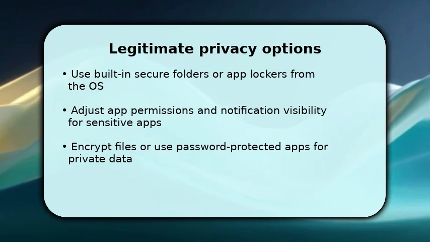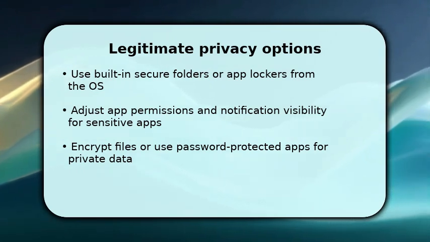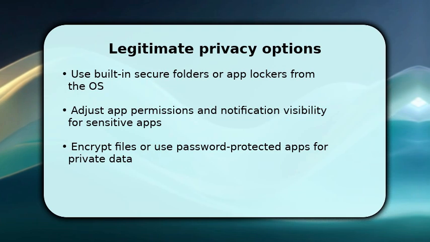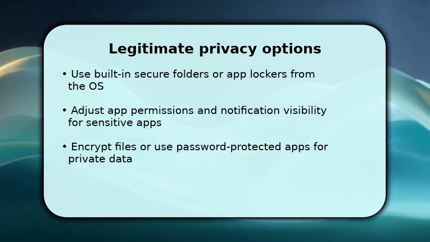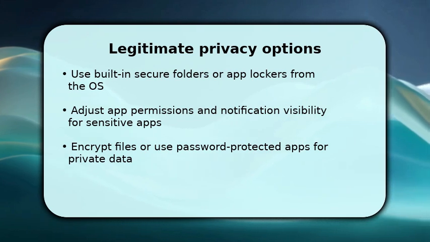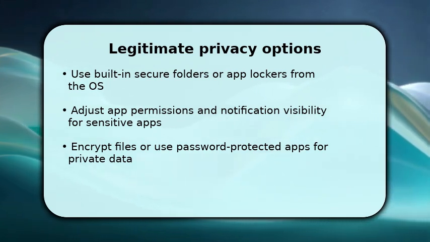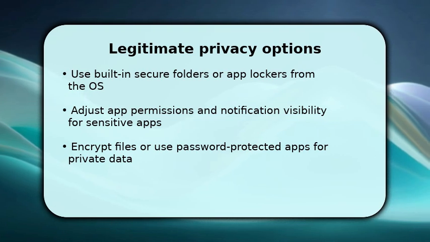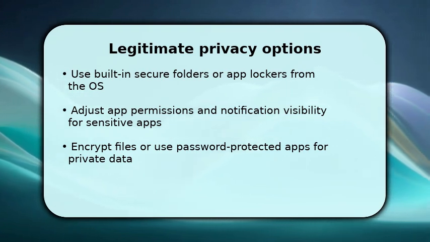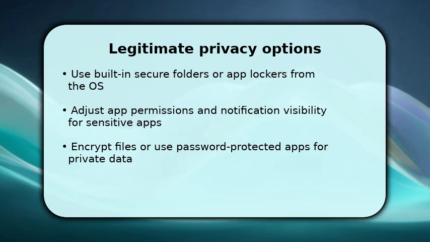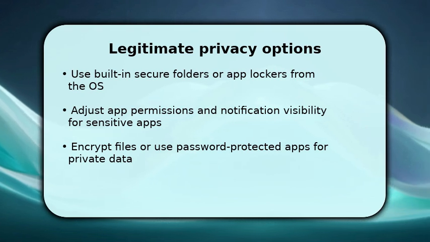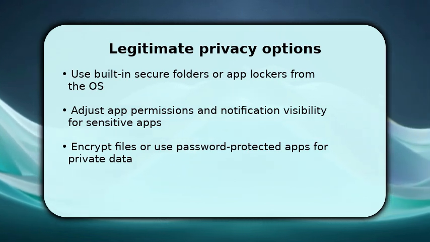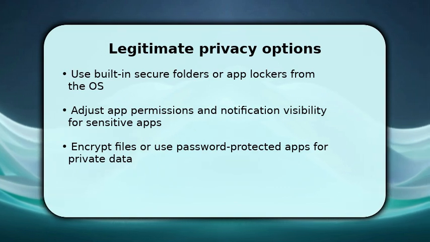Secure folders on Android or guided access and screen time on iOS give privacy without deception. Once done, adjust permissions so apps don't expose content in notifications or previews. You can also use reputable password-protected apps or encrypted storage to keep sensitive files safe. Make sure to use strong, unique passwords and enable biometric locks, where available, to balance convenience with legitimate privacy needs.